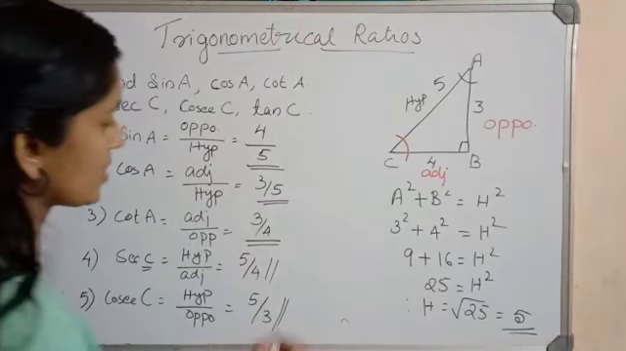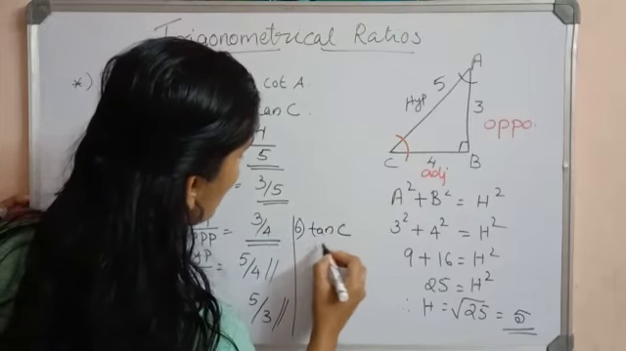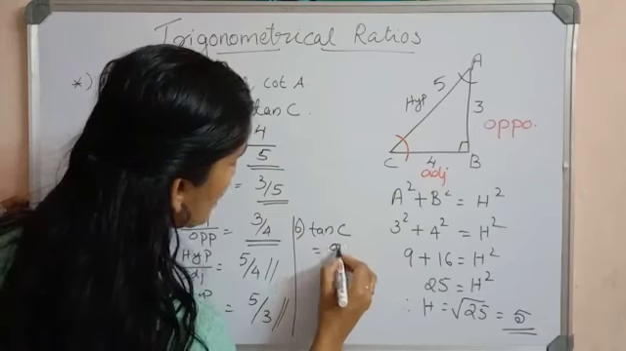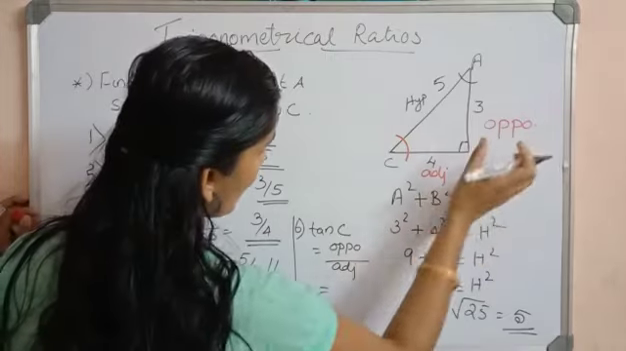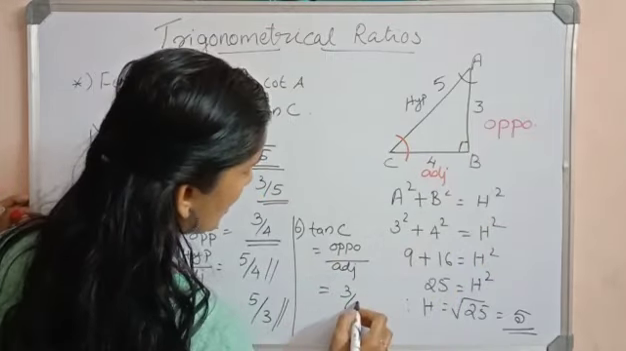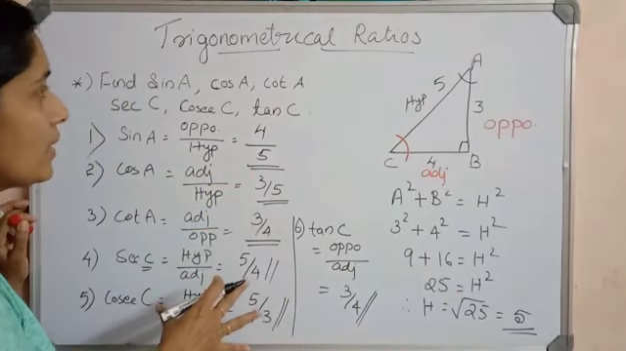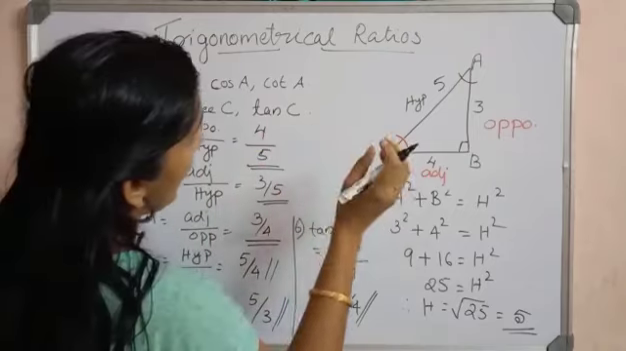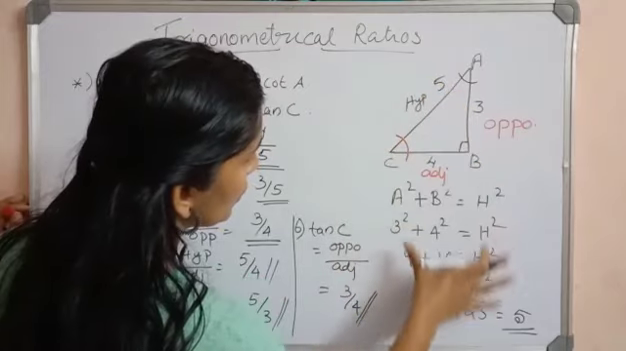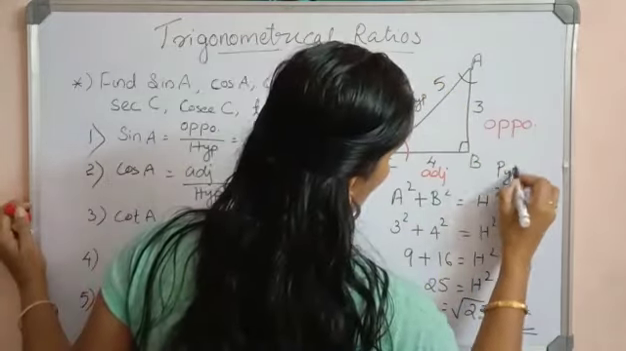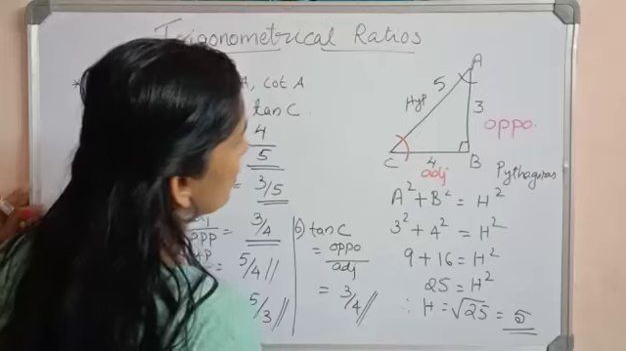The next one is tan C. Tan is opposite side by adjacent side. The opposite side is 3 by the adjacent side is 4. So 3 by 4 is your value. This is how we can find the trigonometrical ratios with respect to the angle of reference. Whenever the measurement of one particular side is missing, you need to use the Pythagoras theorem to find the missing side.